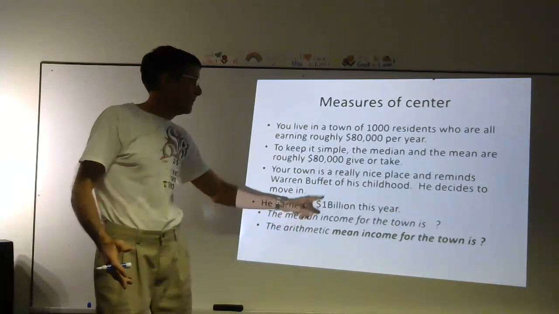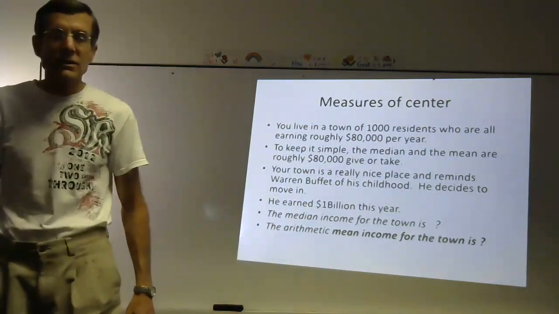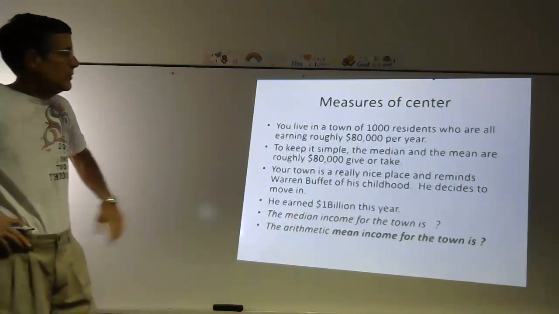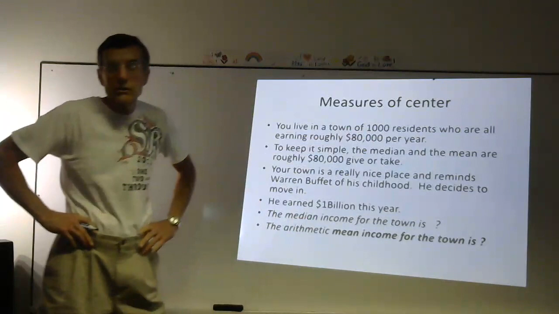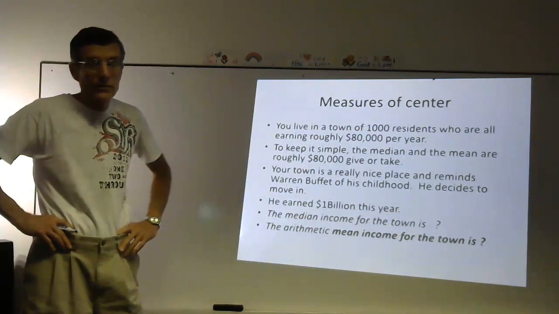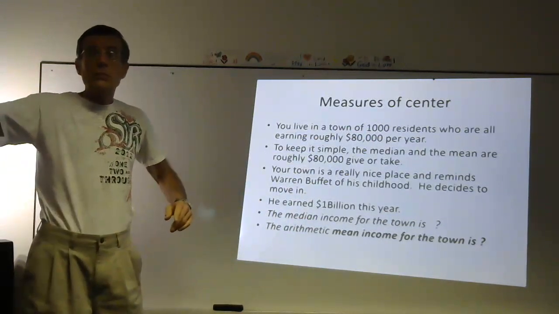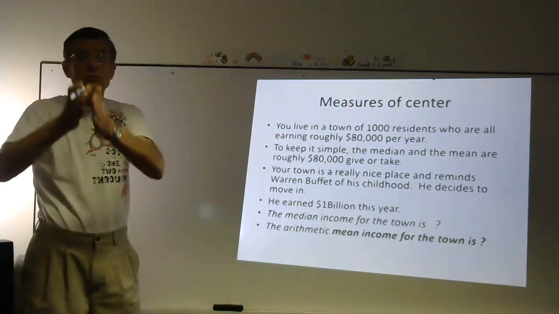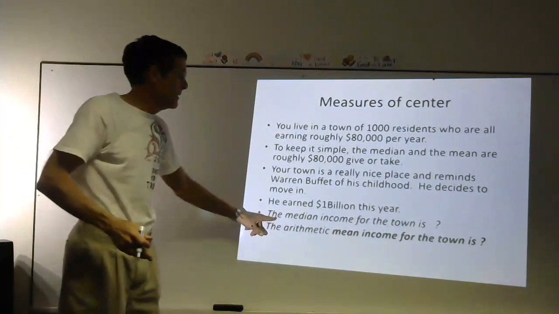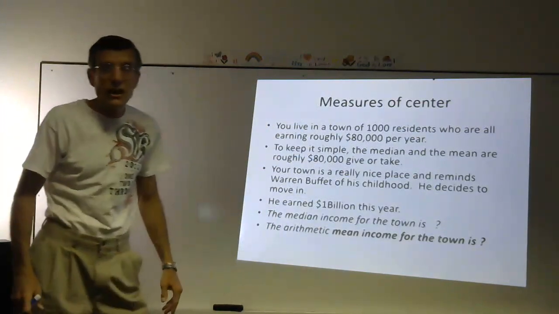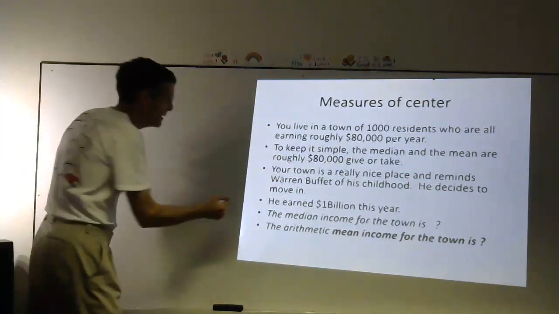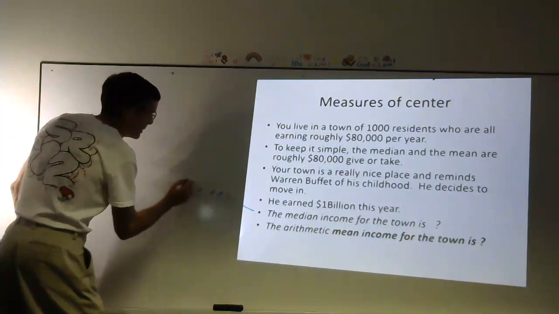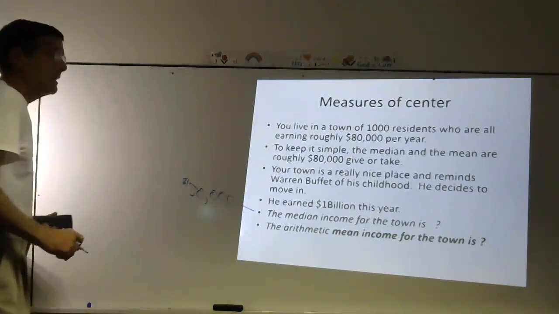He earned $1 billion this year. The median income now for the town, you now have 1,001 residents, right? With Warren added, the median, you'd come up 500, you come down 500. What's going to be in the middle? Isn't the median income still going to be $80,000? So the median is still $80,000.